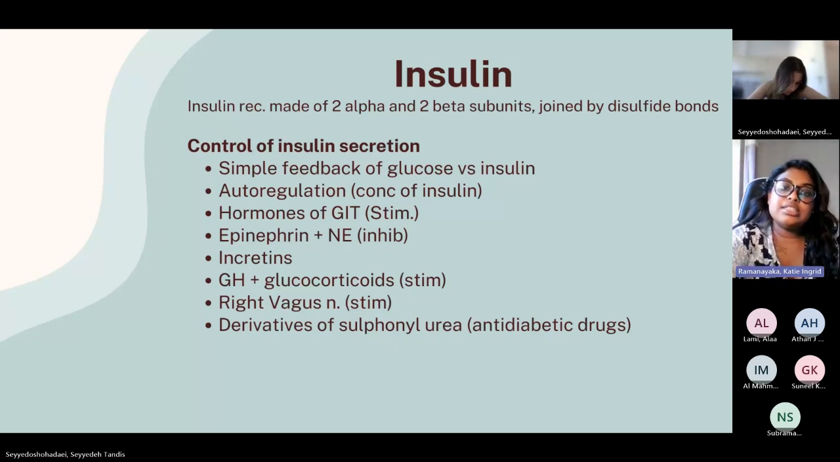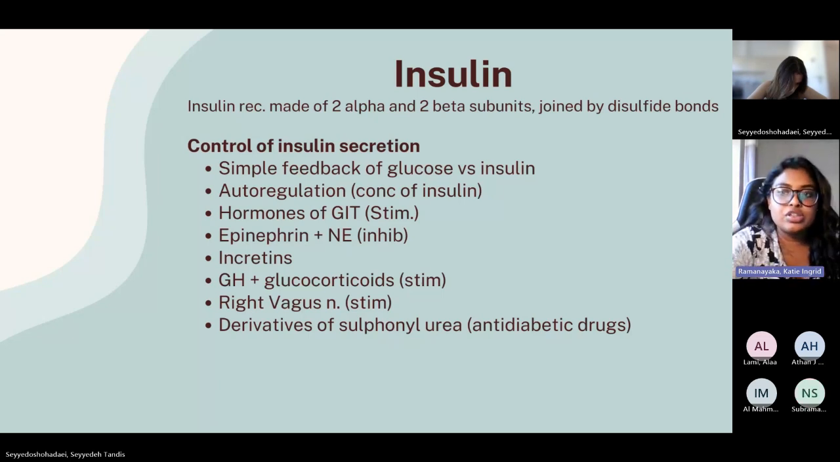Now, the control of insulin secretion. What controls insulin is first the simple feedback of glucose versus insulin. When glucose is very high, it stimulates insulin to be secreted. When glucose is very low, it inhibits the secretion of insulin because it's kind of done its job. Autoregulation means that when the concentration of insulin is really high in the blood, it will stop the pancreas from producing any more insulin. So that's autoregulation, just from the concentration of insulin already present in the blood.